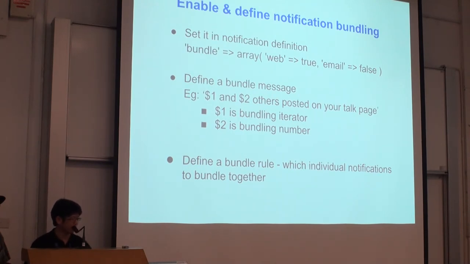This is a typical bundle message for top page notification. In this example, the first parameter is the bundling iterator, which is the user agent, the user, and the second parameter is the bundling number, the number of other users. You also need to define a bundle rule, which is used to determine which individual notifications to bundle together.